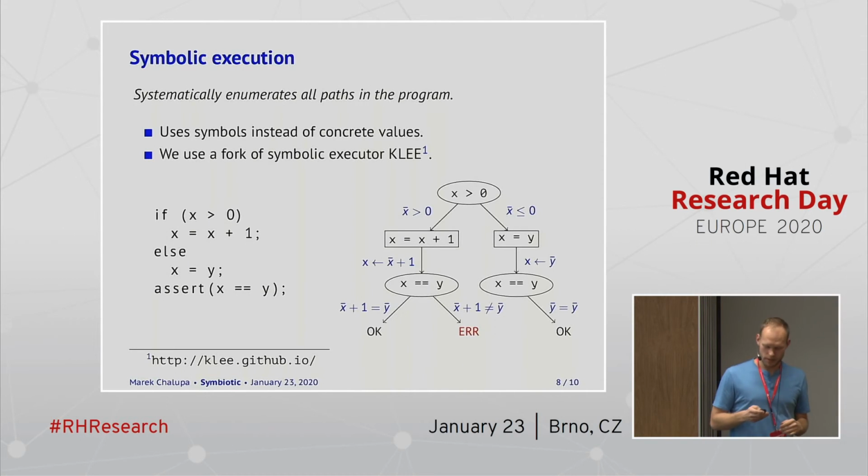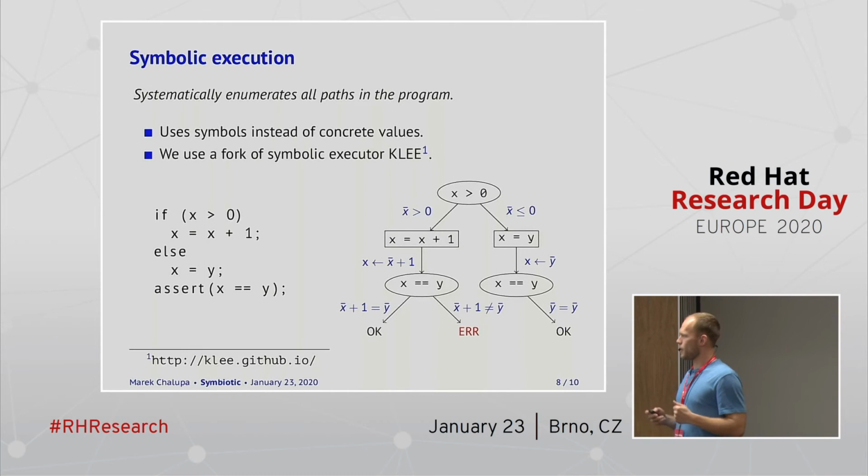Okay, and the last main phase in Symbiotic is symbolic execution, which is a technique that enumerates all possible paths in the program, of course, if there are only finitely many of them. For that, we use the symbolic executor KLEE, which is open source. You can find it on GitHub. We have our own fork with some modifications. And how does symbolic execution work? Well, as the name says, it's execution, but instead of using concrete numbers, you use symbols. And why is it good?